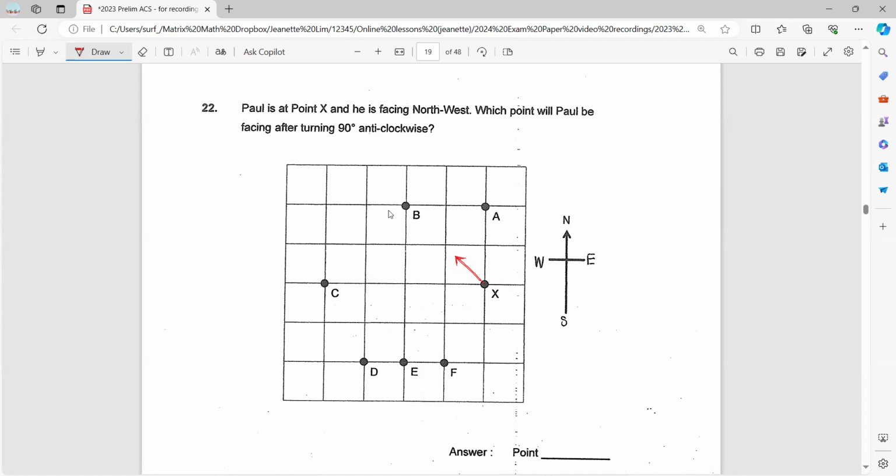Okay, he's facing here. This is the start. At which point will he be facing after turning 90 degrees anti-clockwise? Okay, anti-clockwise is this direction. So where is 90 degrees? So use the grid again. So cut through the grid. This is 90 degrees anti-clockwise. So extend the line using a ruler. And you see that he's actually facing point E.